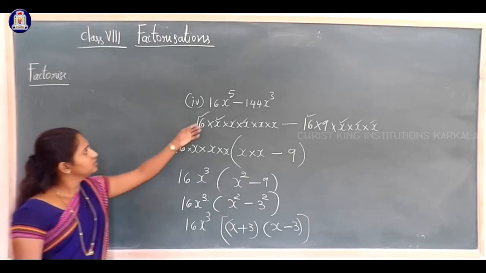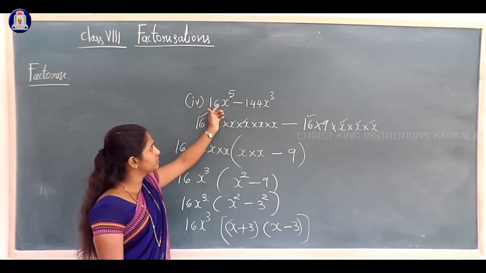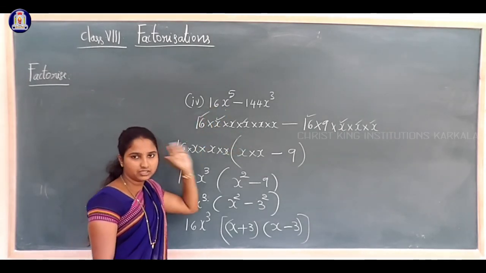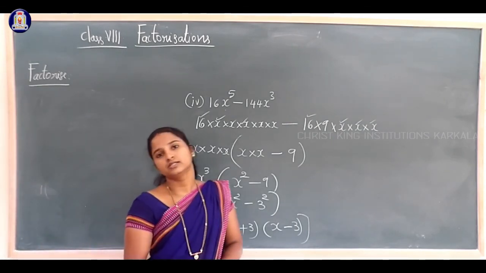If you want, you can write 16 as 4 square. It's not possible, I think. So we can take the common factor and find the factors of the given expression. Clear? Yes. Thank you.